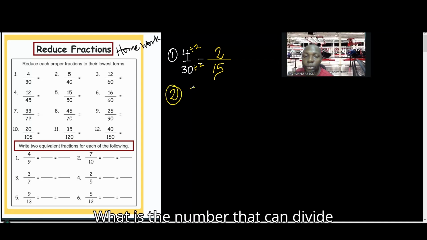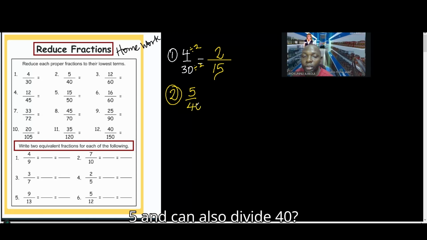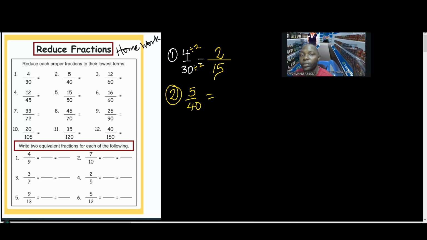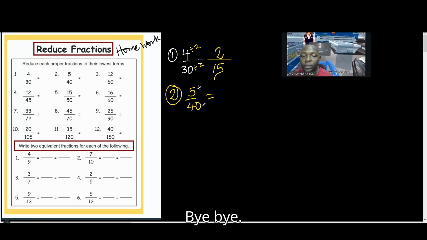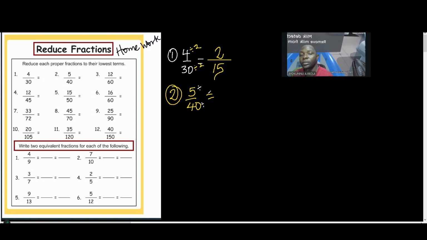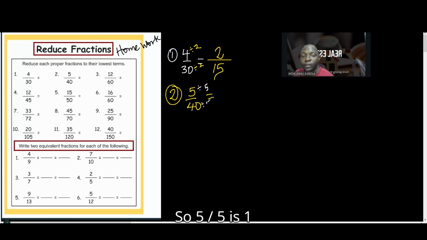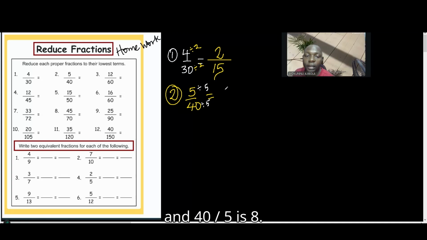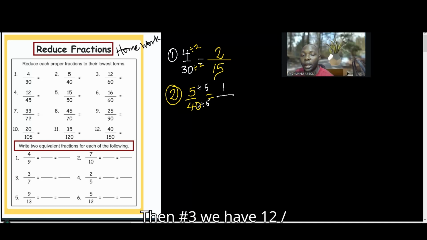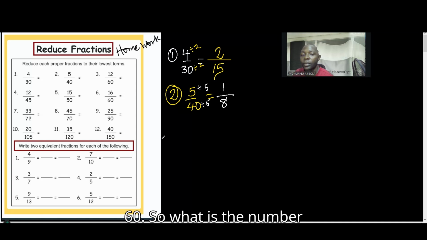So, number two says 5 over 40. What is a number that can divide 5 and can also divide 40? Five. 5. Now you get it. So, 5 divided by 5 is 1, and 40 divided by 5 is 8.